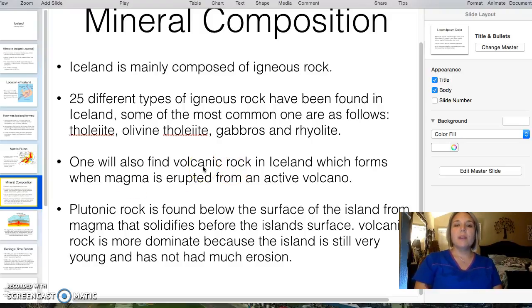You can also find volcanic rock on the island. The volcanic rock is formed from the magma that erupts from the volcano and hardens to a rock. There's also plutonic rock that is formed under the surface. The most dominant rock between those two is the volcanic rock. Because the island is very young, there's not a lot of erosion, so the plutonic rock is more minimal.